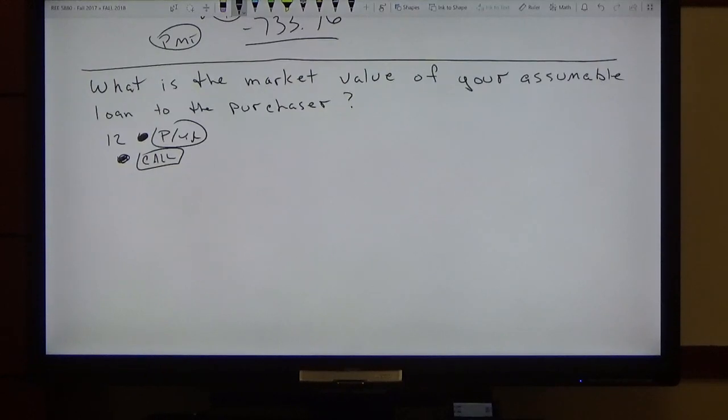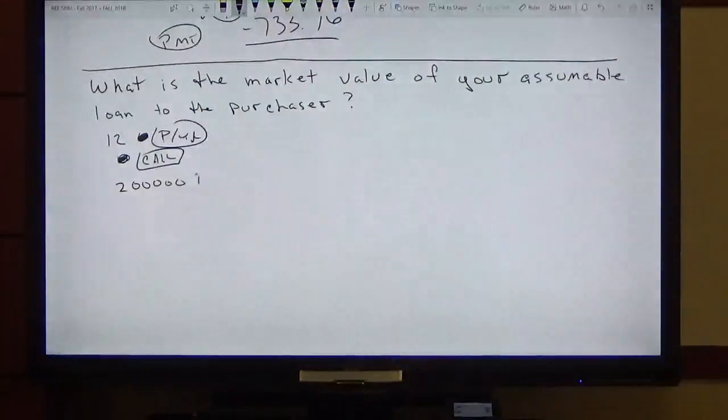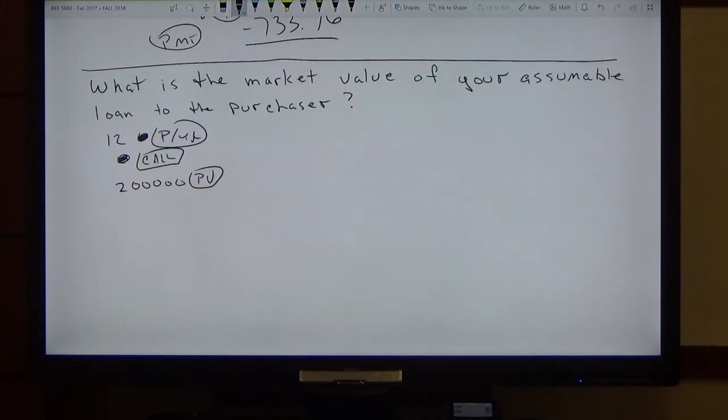All right, so give me a dollar amount for a loan. $200,000. Give me the loan term. 15 years. Give me the original, lower interest rate. 3%. Okay, let's start with that and get our monthly payment. And our monthly payment is going to be $1,381.16.